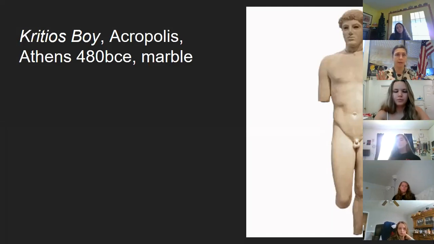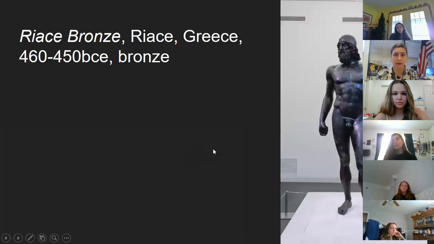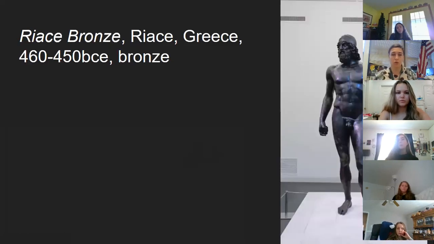So the Greeks get really obsessed with contrapposto and start using it all the time. We start to see it in Critios Boy, and then it is a bit more apparent in their later statues, like this guy right here, who is called the Riace Bronze. And so we have another huge change here.